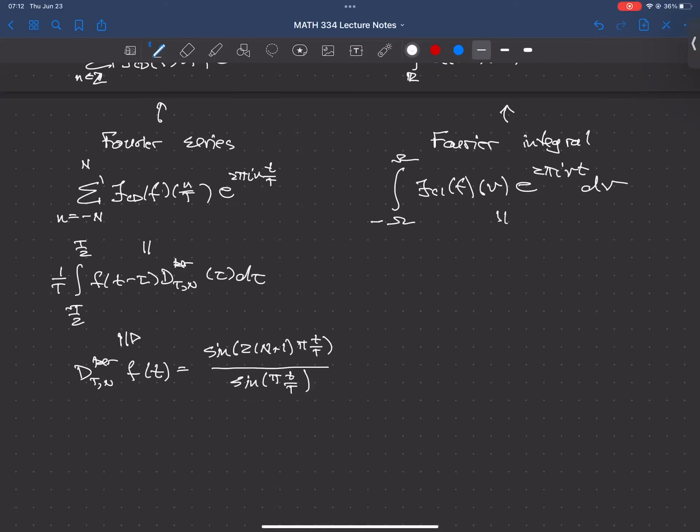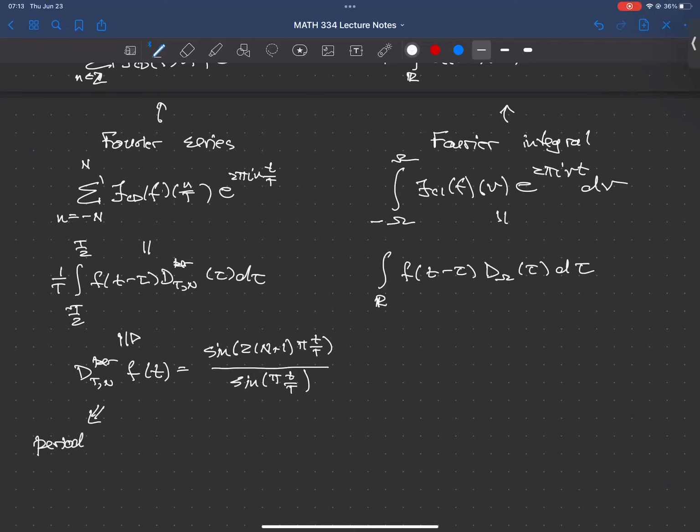All right, and then there's a similar formula that holds here, and that formula involves another kernel function. So this was the Dirichlet kernel, and here's the formula for it. Here we're going to get another kernel function, and we're going to get a convolution. So this quantity here is exactly equal to the integral over R of f of t minus tau D omega of tau d tau. And what's D omega?